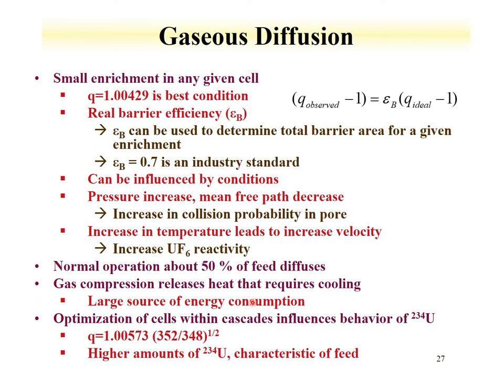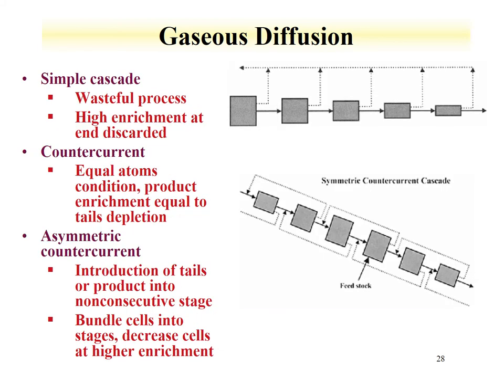In order to optimize separation, one has developed cascades. These cascades are linked together and are used in tandem. Here's an example of a cascade where uranium will come in, the product will be fed to another, and then another, and then another. As you can imagine, with this very simple cascade, a good deal of the gas does not go through the enrichment process, so it winds up being a very wasteful process.